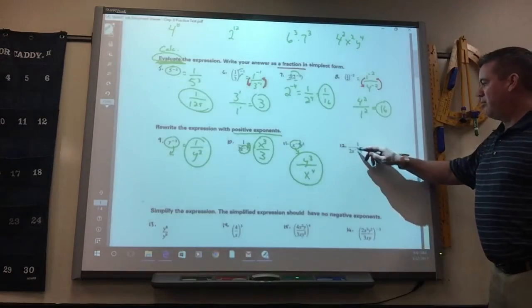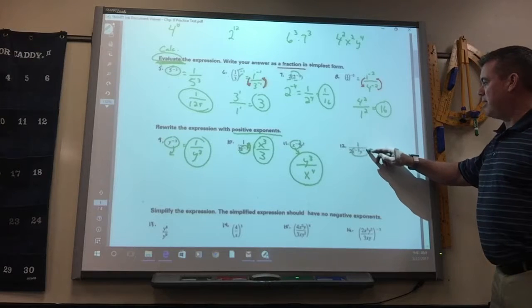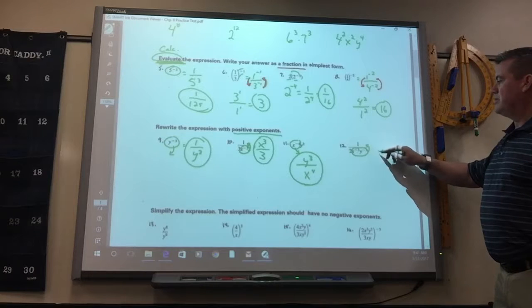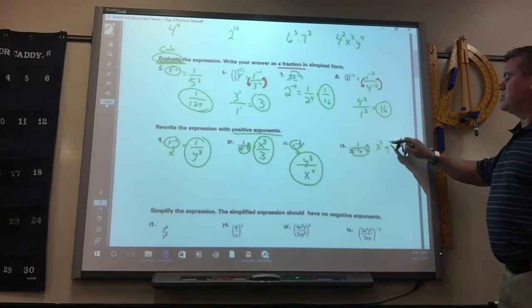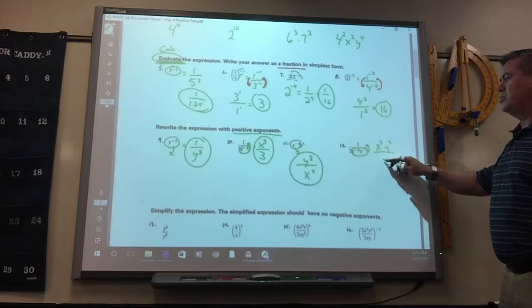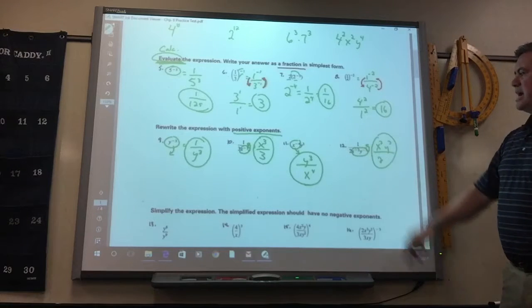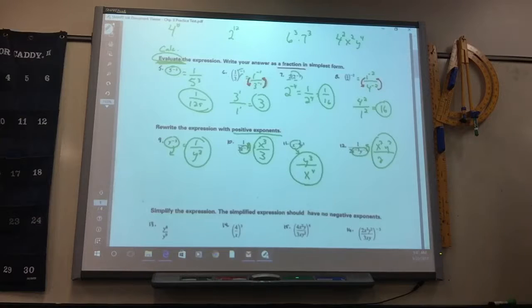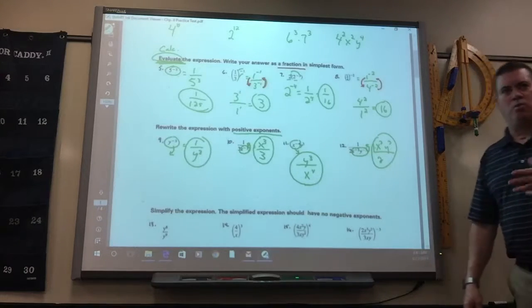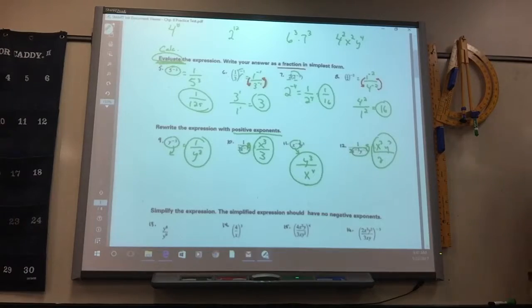So on 12, these two have negative exponents, so they both have to move up. So it'd be x squared y, is that a cubed? Yep. On top, the 2 would just stay where it's at because it didn't have a negative exponent. Can you leave the 1 up there? Or you have to? If you put the 1 in front, that's not wrong, but 1 times anything is just that.